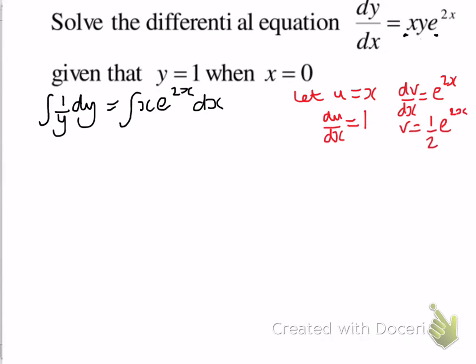Right, so taking the right hand side, integrating this, I can therefore say, using our formula for integration by parts, that uv, which will become a half x e to the 2x, minus the integral of v, half e to the 2x, multiplied by du by dx with respect to x, which will give me a half x e to the 2x.